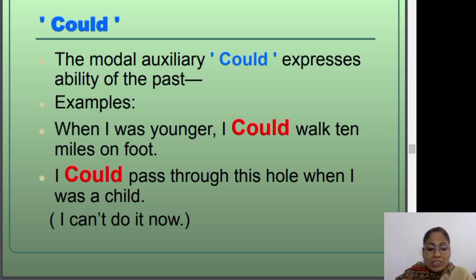Examples. When I was younger, I could walk 10 miles on foot. I'm older now. I do not have that capacity anymore. I could pass through this hole when I was a child. Now I'm grown up and I can't do it now.